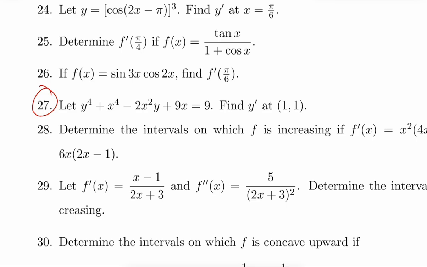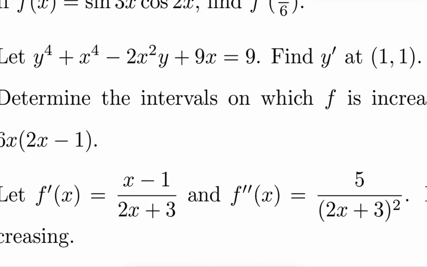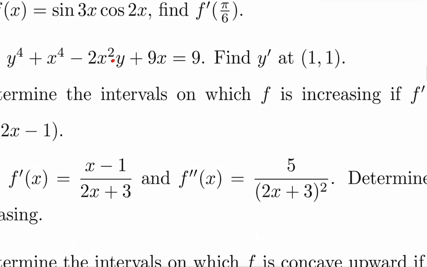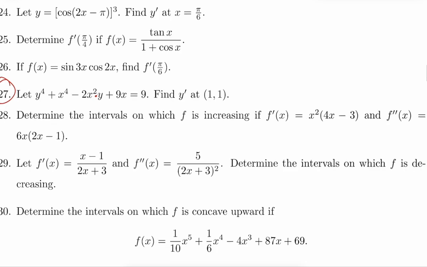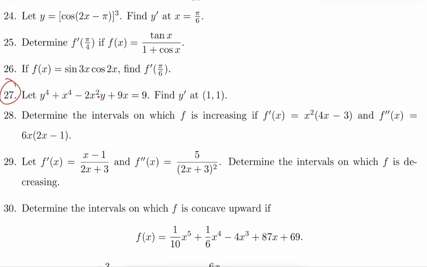So let's do this. For this one, the only thing I would suggest is if an x and y are touching, please put a dot between them so you remember to do the product rule. Every time we take a derivative of a y, what do we have to put on there? Y prime. Okay. So let's do the initial thing first. So we get 4y cubed y prime, plus 4x cubed.